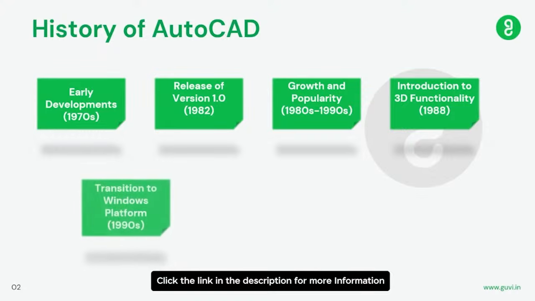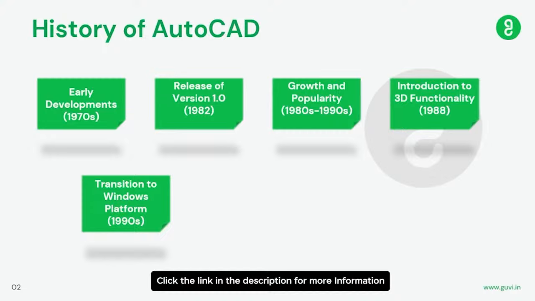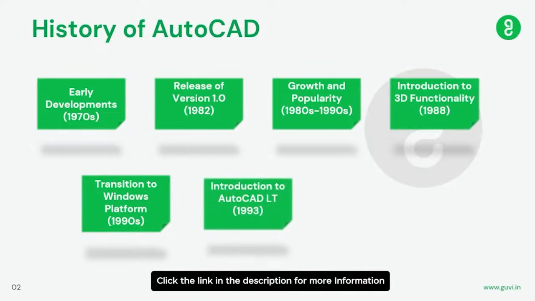In the early 1990s, AutoCAD transitioned from the DOS-based system to the Microsoft Windows operating system. This transition brought about improved graphics, an enhanced user interface, and better integration with other Windows applications, making AutoCAD more accessible and even more user-friendly. In 1993, Autodesk introduced AutoCAD LT, a lighter and more affordable version of AutoCAD that focused primarily on 2D drafting functionalities. AutoCAD LT became popular amongst small businesses and individuals who did not require the full 3D modeling capabilities of the standard AutoCAD.